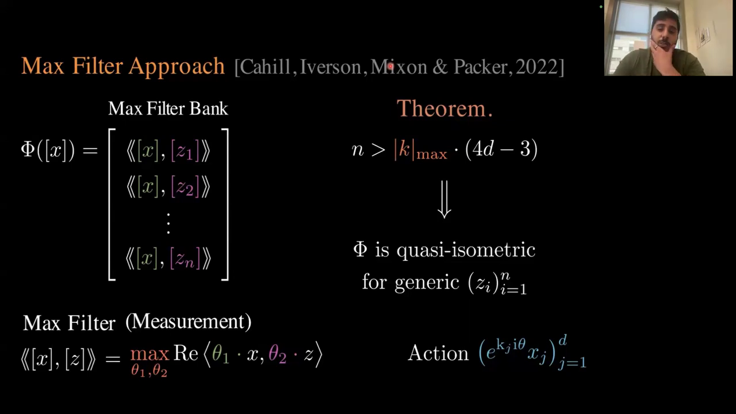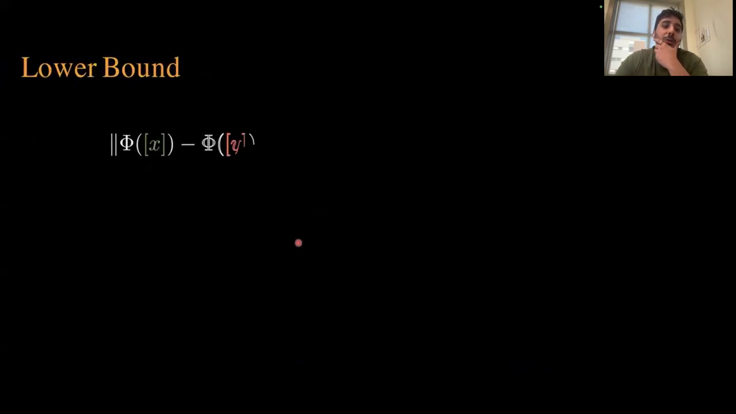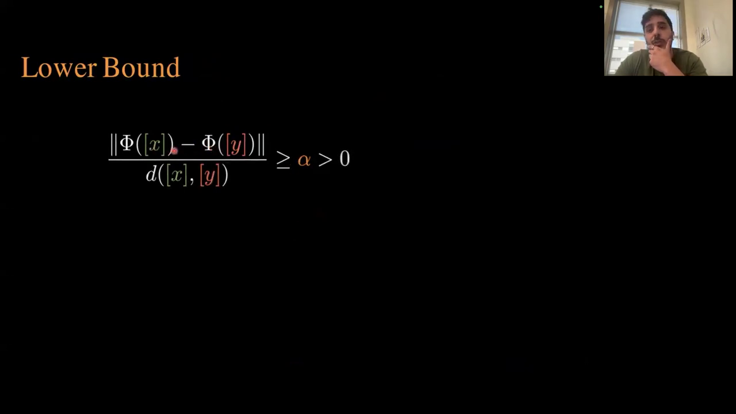Okay, so our goal is to establish a lower Lipschitz bound. What does that mean? Let me remind you. We had this fraction where on top you have the distance in the output, and on the bottom you have the distance in the input. And we want to show that this is bounded away from 0 through this alpha.